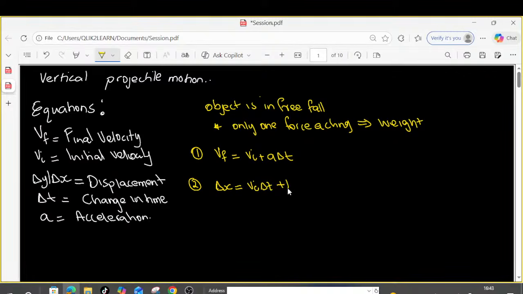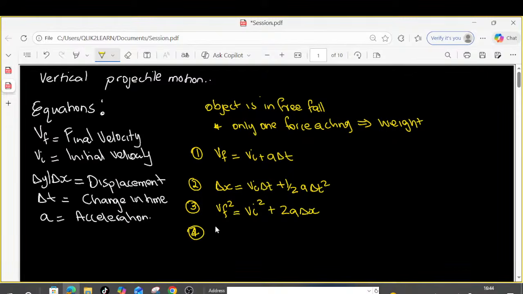plus 1 over 2 a delta t squared. I hate writing these things while you have them on your formula sheet, but please just give me a second, everything will make sense because I'm going to explain when to use which formula. The reason I'm writing these formulas down is to show you when you should use each one. So the third one is Vf squared equals V initial squared plus 2a delta x.